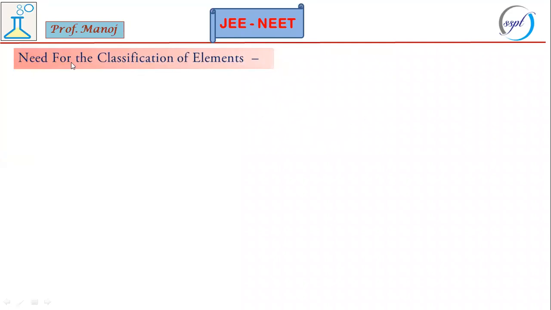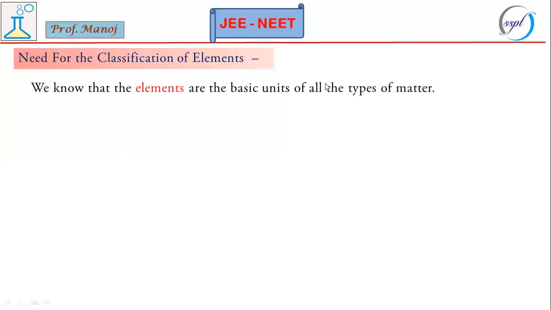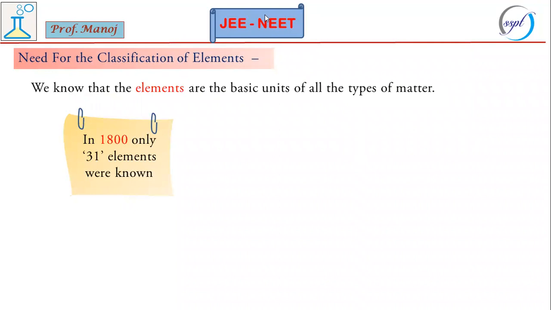We'll do them. So first is why we need to go for the classification of elements. Why can't we just keep the elements, its data as it is, and perhaps study them just in alphabetical order also. Some of you may think, what difference does it make to learn elements alphabetically? It's not that way. Because as you know, historically, when Dalton gave his theory, at that time, around only 31 elements were known. So chemistry or overall science was not very advanced at that time. So 31 elements, they could manage very well for understanding basis.